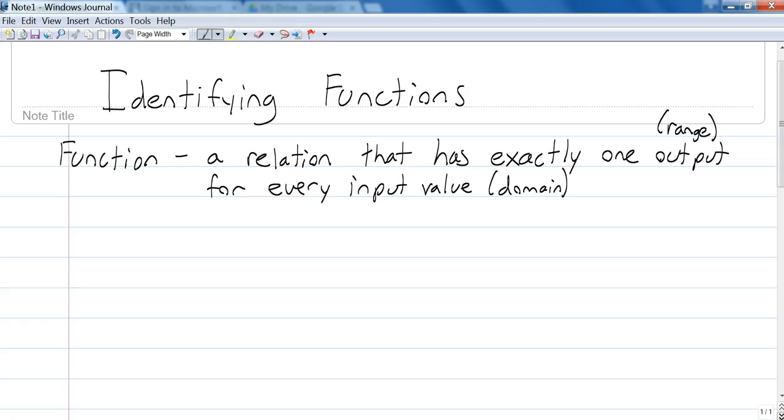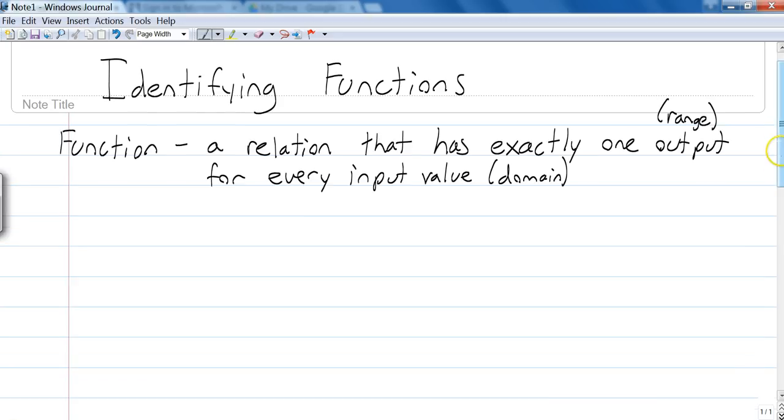Another way to think about it: if you like to go get pop from the vending machines, you walk up to the vending machine and you want a Mountain Dew, you push the Mountain Dew button, you should get a Mountain Dew. That would represent a function. If something else comes out, that is bad. It's not mapped to exactly one output for that button, which means it's not a function if somehow you got something else. So that's a way to think about it.